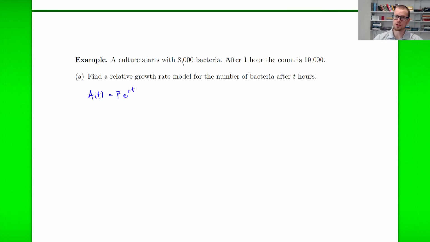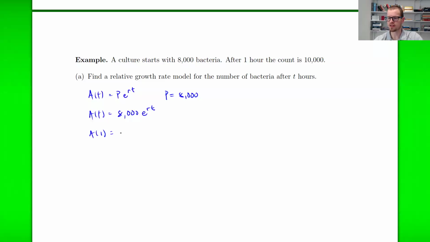We know that the culture starts with 8,000 bacteria, so we know that P is 8,000. However, the other unknown here is r. So we can use the additional condition of after 1 hour, the count is 10,000 to determine the value for r. So we have A of t in general. We can start off by plugging in our value for P. We have this form. We just have to find r.